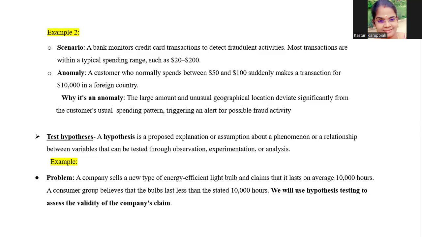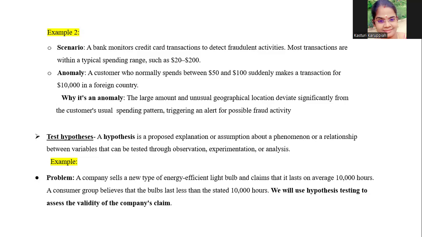The scenario is a bank monitoring credit card transactions to detect fraudulent activities. Most transactions are within typical spending ranges such as $20 to $200. What is the anomaly? A customer who normally spends between $50 and $100 suddenly makes a transaction for $10,000 in a foreign country. That too in a foreign country.